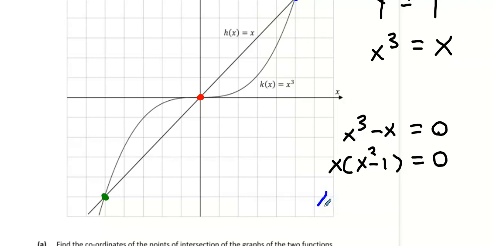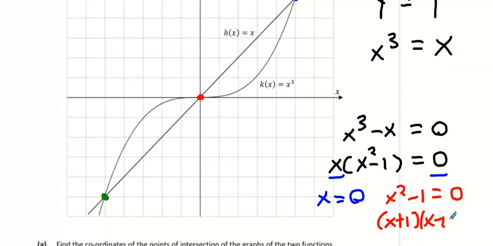Now, x equals 0. Would you agree with that? And what's the other one? X squared minus 1 equals 0. You can do a difference of two squares, can't you? And what are the three answers in question then? X equals minus 1 and x equals 1.